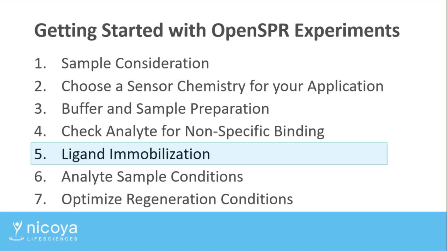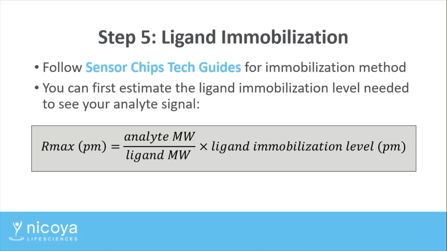Now that we have our non-specific binding test done and the buffers that we want to use with our sensor chemistry chosen, we'll go on to our ligand immobilization step. This means that we're now ready to start our specific binding test, and the first step will be immobilizing our ligand to the sensor surface. As mentioned earlier, for each sensor chemistry, you're going to want to reference the specific sensor chip tech guide for a step-by-step protocol.